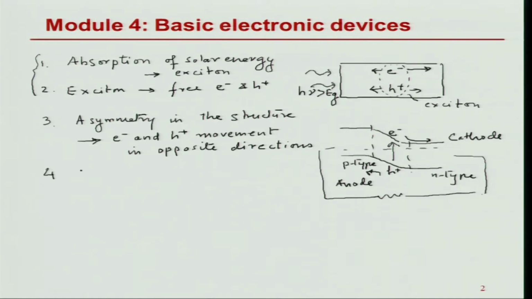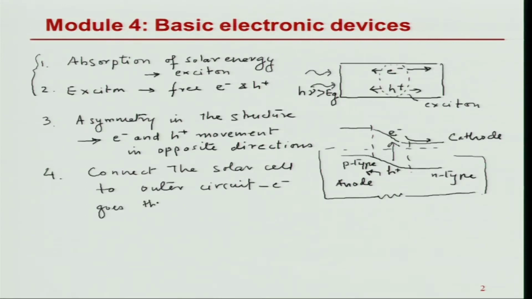So, the fourth step is when we connect the solar cell to the outer circuit, then the electron goes through the load and returns to the anode, where it recombines with the hole.